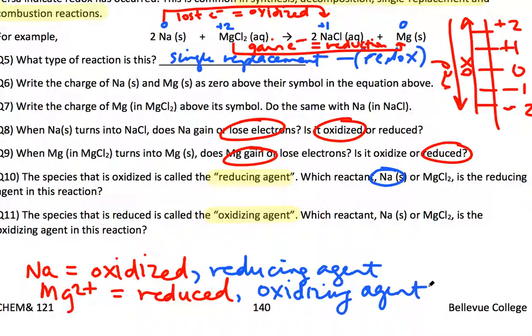Okay. So that would be magnesium in magnesium chloride. Magnesium 2+ is the oxidizing agent. Okay, so this is really useful when you hear the term antioxidant. An antioxidant is something that keeps something from getting oxidized.